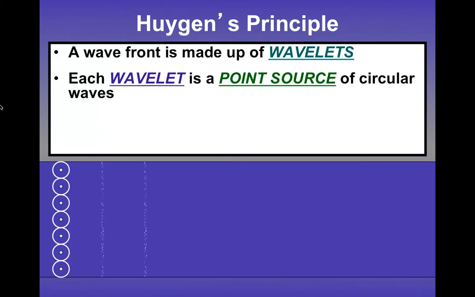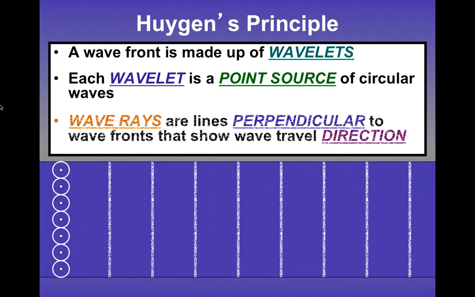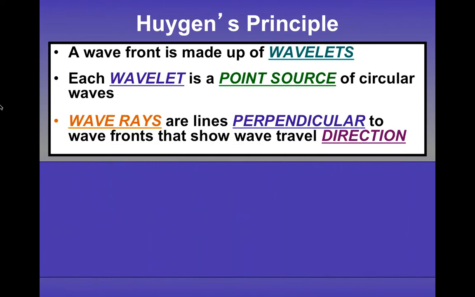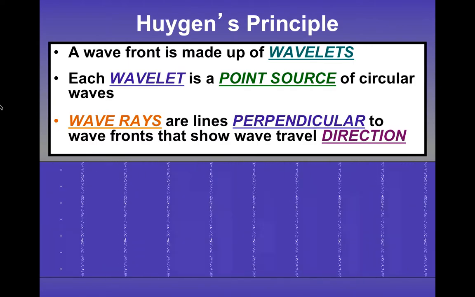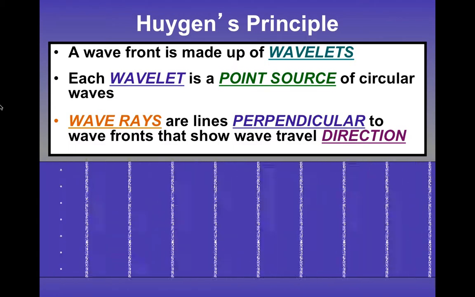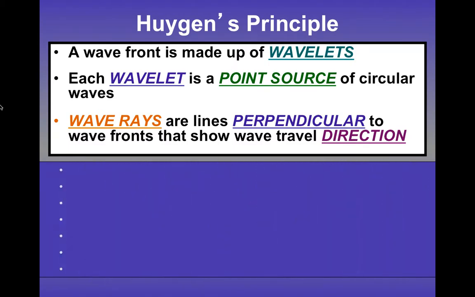So when we talk about this, we're talking about Huygens' principle. A wavefront is made up of something that is called a wavelet. Each wavelet is a point source of circular waves. We already know that waves take a circular or spherical three-dimensional shape. Wave rays are lines that are perpendicular to wavefronts that show wave travel direction.